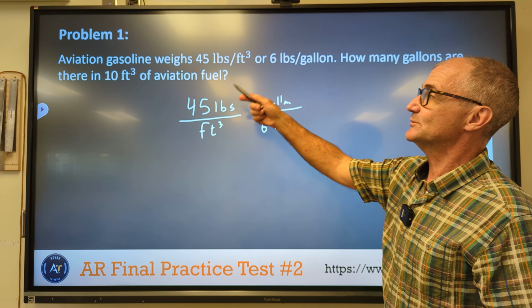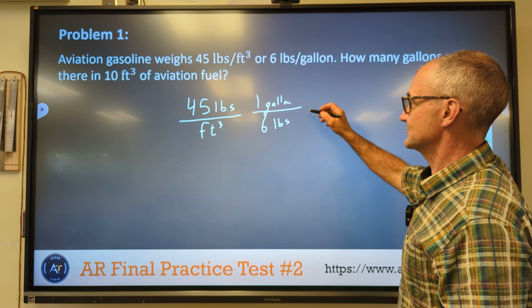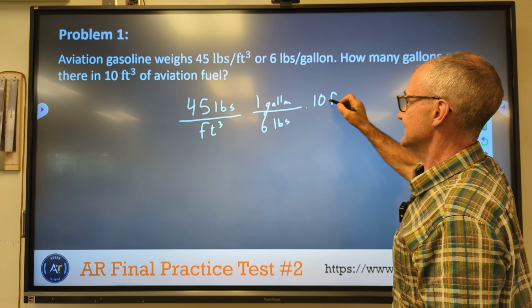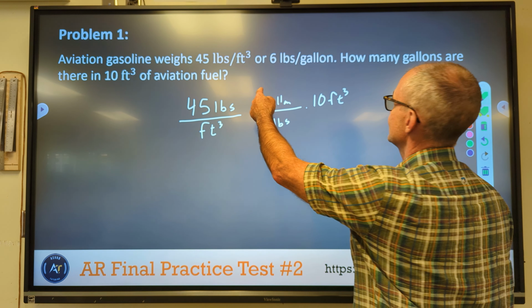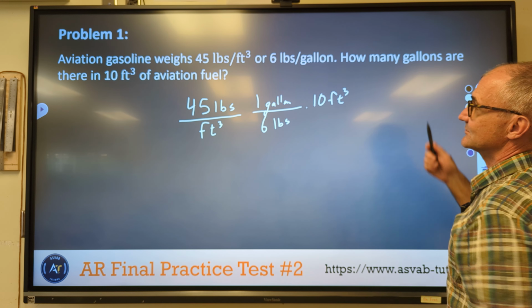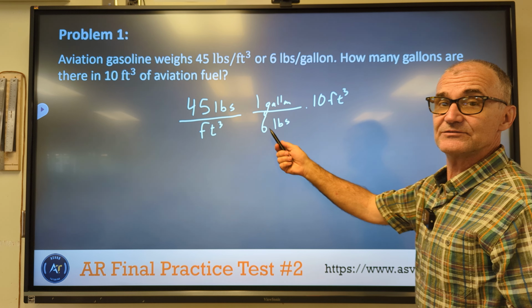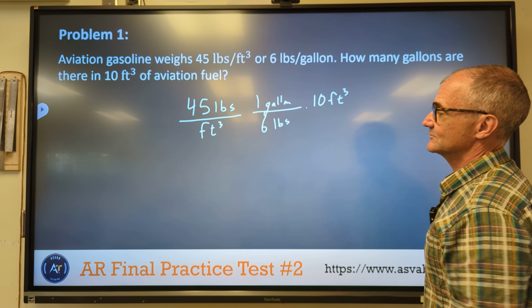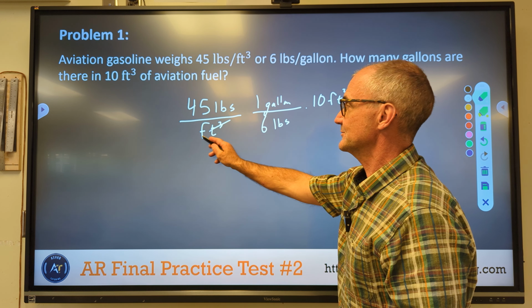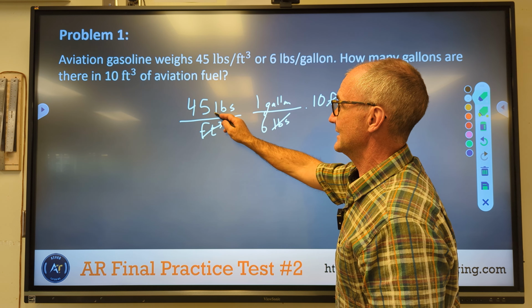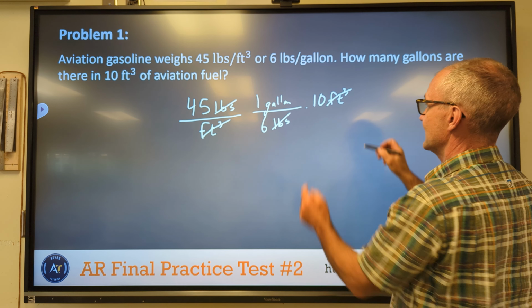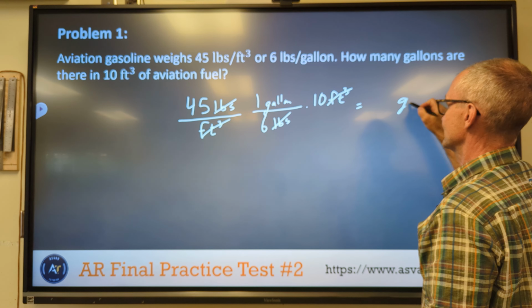There's 10 cubic feet of aviation fuel. So I have to multiply that by 10 cubic feet. How many gallons? So we're looking for gallons. Let's see if all of our units cancel and leave us with gallons. Cubic feet cancels with cubic feet. Pounds with pounds. And the only unit left is going to be gallons, and that's what we wanted.